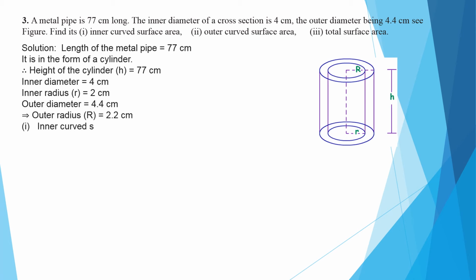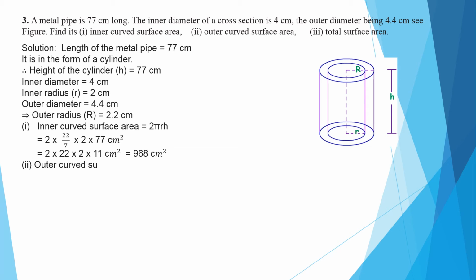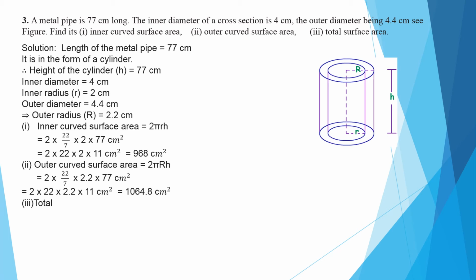Now the inner curve surface area is equal to 2 pi small r into h, 2 into 22 by 7 into 2 into 77. On calculating, we are getting 968 centimeter square. Now the outer curve surface area is 2 pi capital R into h, 2 into 22 by 7 into 2.2 into 77. On multiplying, we are getting 1064.8 centimeter square.